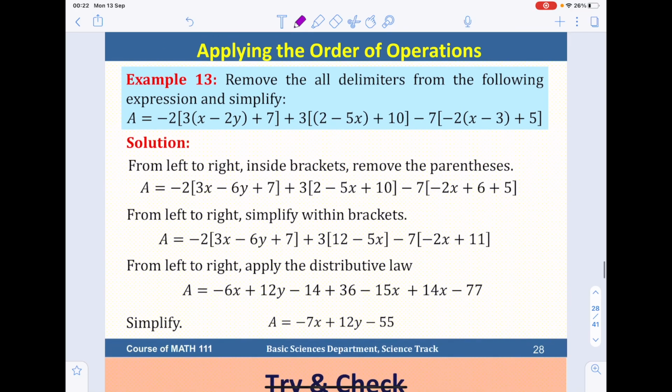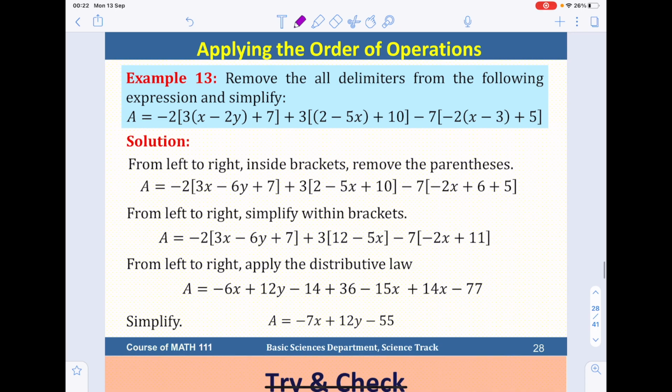Okay, here we have an example. Remove all the parentheses over here, which means we just simplify. Okay, so as you can see, we have negative 2 times 3x minus 2y plus 7, plus 3 times this one, minus 7 times this one. So in this case, we have many parentheses and many brackets.